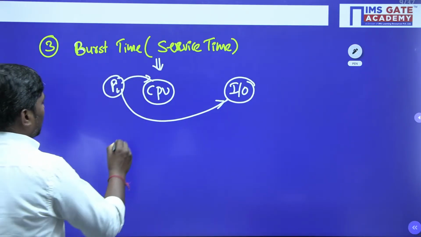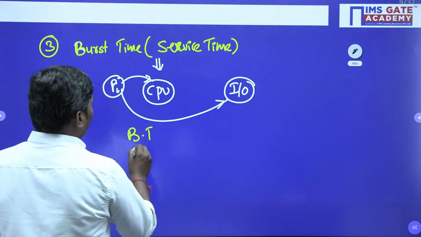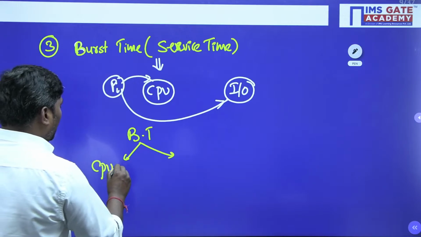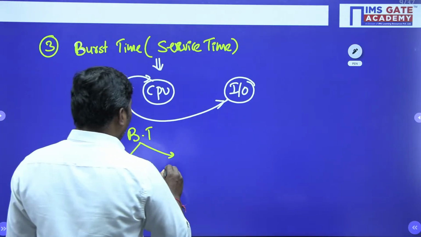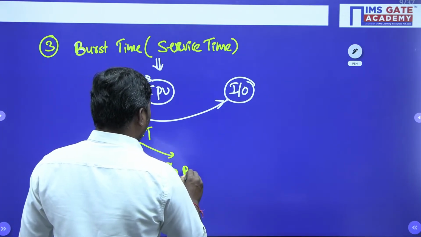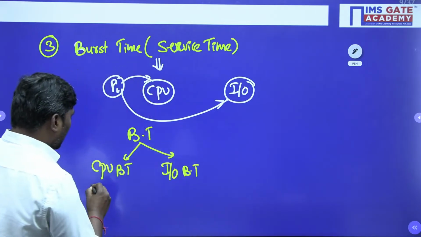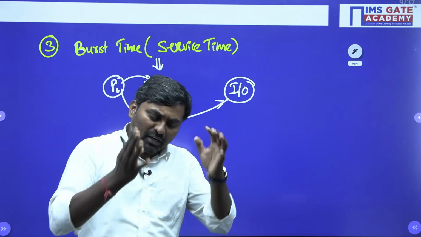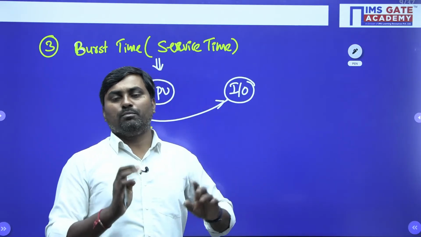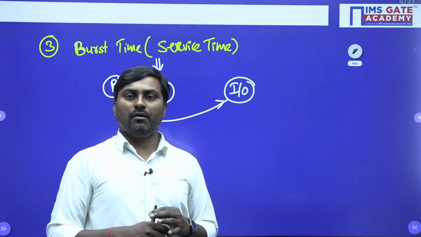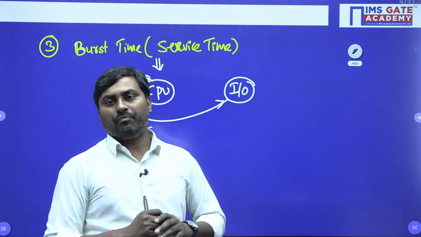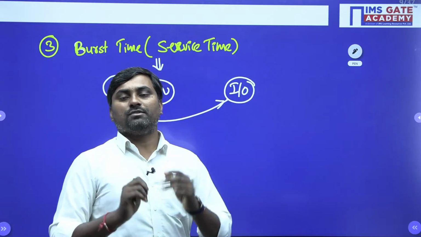Now this burst time or service time is of two types. One is CPU burst time, and the other is IO burst time. CPU burst time is purely CPU time: the amount of time the process spent only on the CPU. The amount of time spent on IO is the IO burst time. Together we call it burst time or service time.